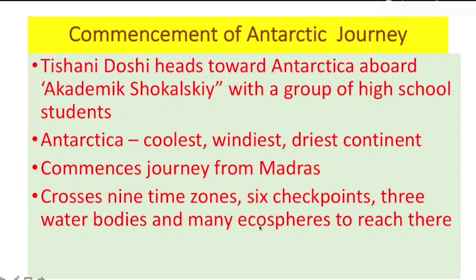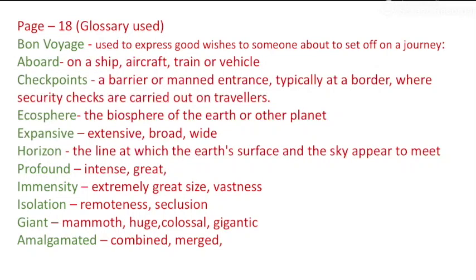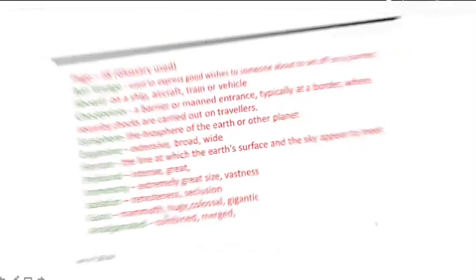Everybody must know these word meanings. I have taken them for you also. And then, if you have any doubts, you can take down these word meanings. Bon voyage, I told you, is used to express good wishes. Aboard means on a ship. Checkpoints are places where travelers or visitors are checked by security. Expansive means extensive. Horizon is a line where earth and sky appear to meet. So these are the main words for you.